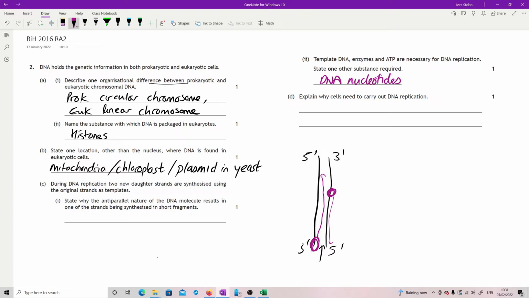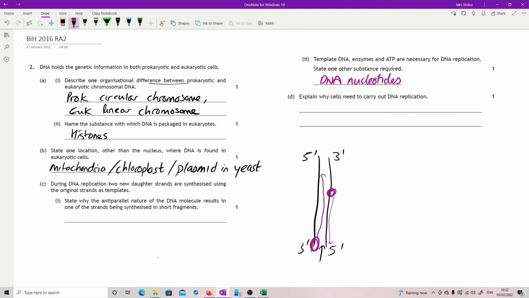Explain why cells need to carry out DNA replication. This is kind of something that you would have said even in Nat 5. DNA replication means that you have an exact copy of your genetic information to pass on to the next cell. Okay, and that's it. It's what you said in Nat 5. Okay, you need to have exact replication because otherwise your cells won't function correctly. Okay, but you have to give both bits. That you get an exact copy that you can pass on to daughter cells.